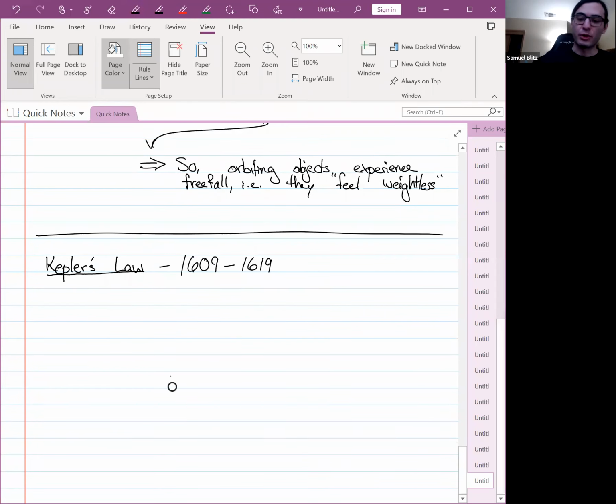So let's talk about Kepler's first law. Kepler's first law was actually not published first, but it's the one that is usually presented first in textbooks. So I'm going to tell you what Kepler's first law is anyway, even though it wasn't the actual first one.